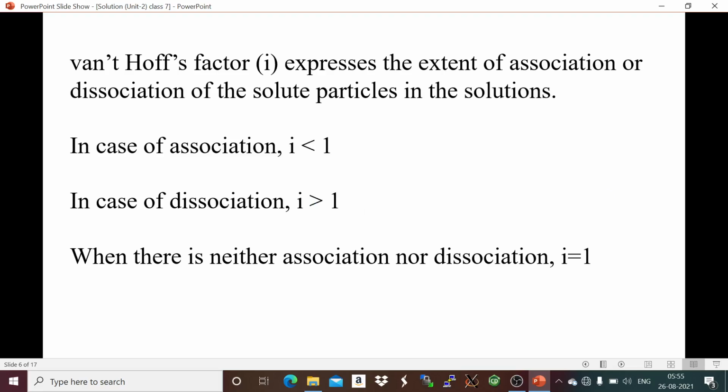If we dissolve 1 mole of sugar and 1 mole of salt, that is sodium chloride, then their colligative properties will not be the same, because sodium chloride will undergo dissociation. As it undergoes dissociation, the number of particles will increase, but sucrose molecules will not undergo association or dissociation.